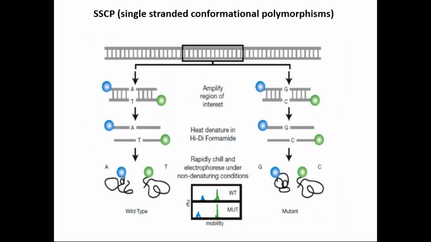This one is SSCP, single stranded conformational polymorphism. Dear participants, in this technique we first of all amplify the specific variable region of the individual from the genomic DNA. But sometimes what happens is that the variable region is amplified.